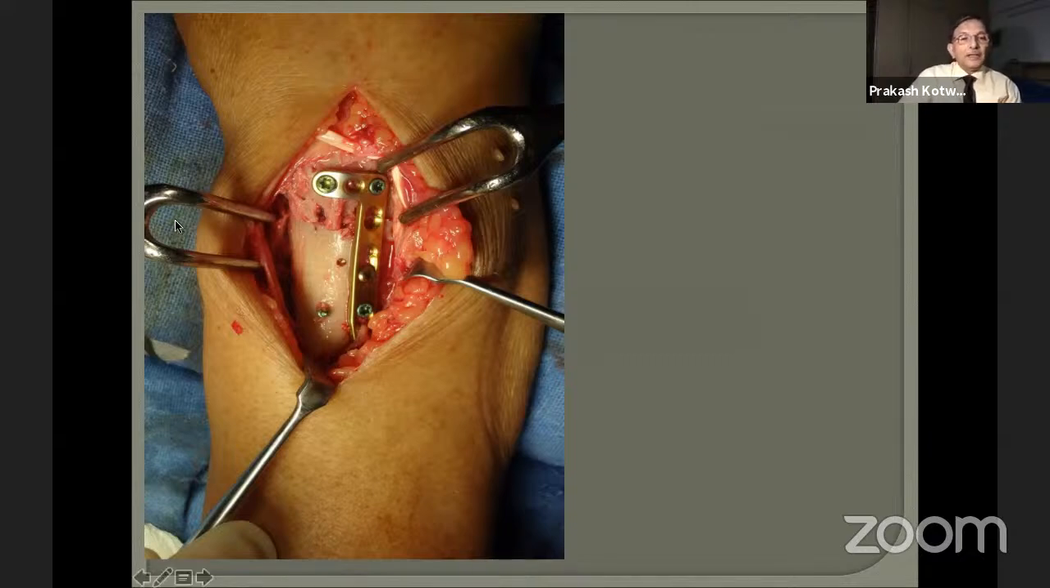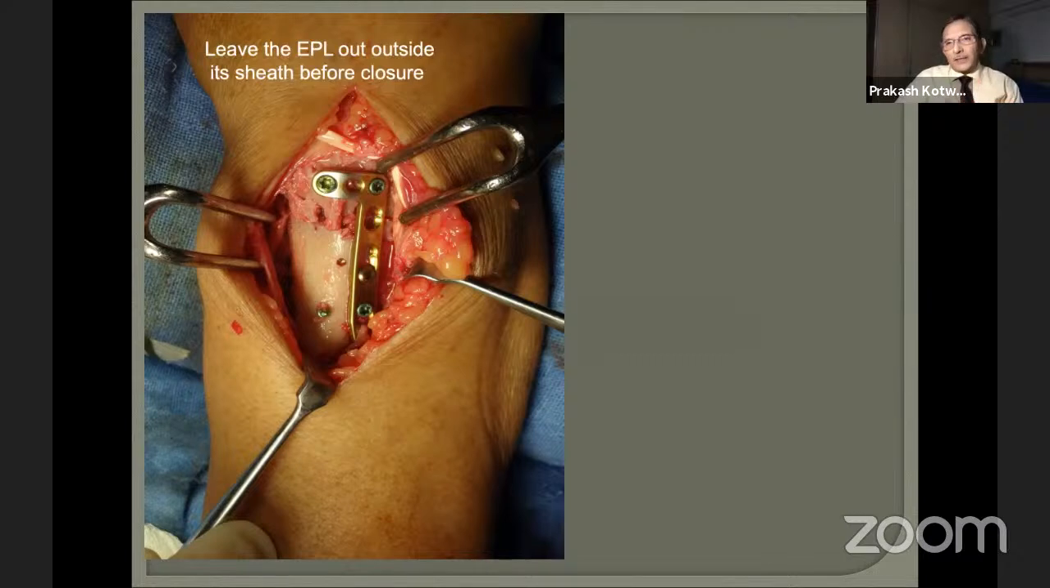This is actually a case of double plating. That's why you are seeing the screw done from the volar side as well. The volar plating has been done first, and then it was required to go on to the dorsal side to do a dorsal plating as well. We'll talk about it shortly.